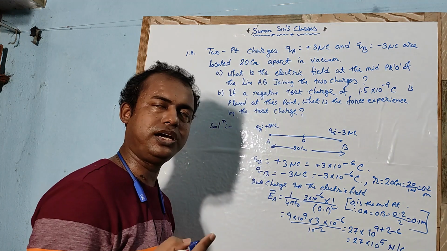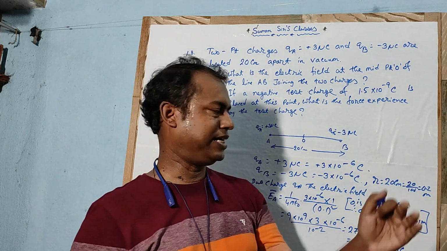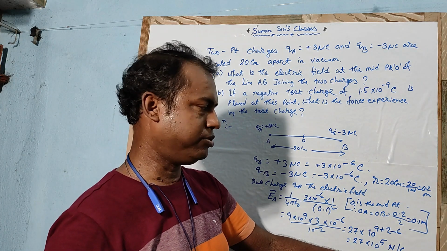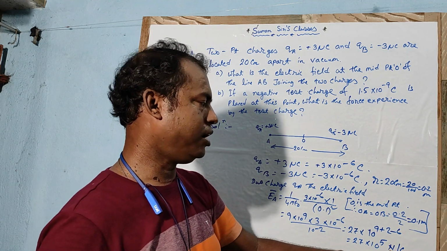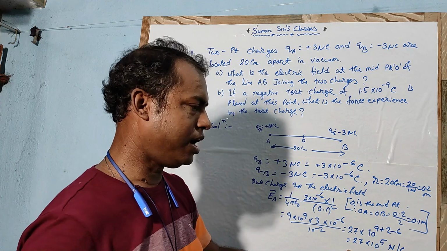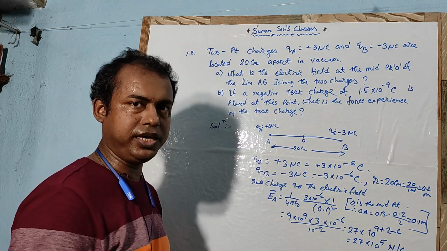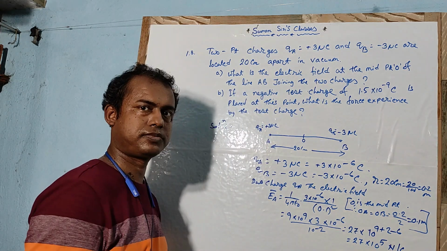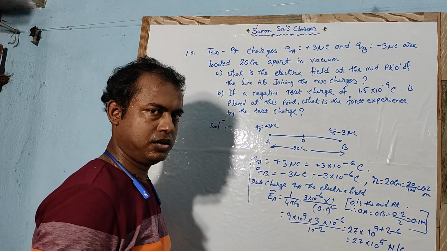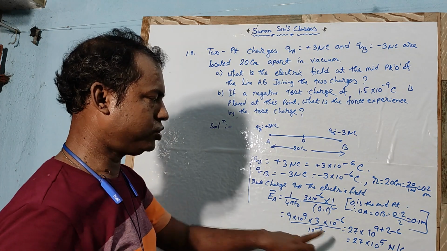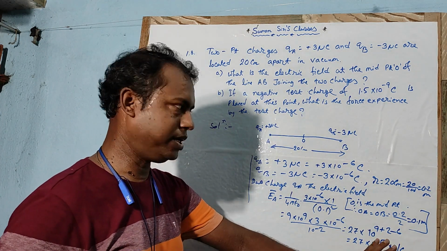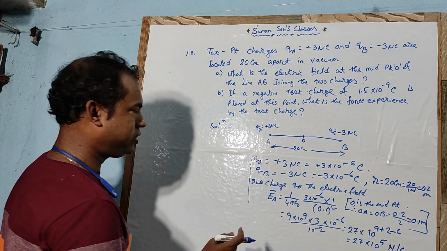Because we know that electric field is force per unit charge, that is Newton per Coulomb. So this is the unit of the first one. Now we calculate the value of EB. So EA equals 27 into 10 to the power 5 Newton per Coulomb, which we first found out. Now we want to find out EB.